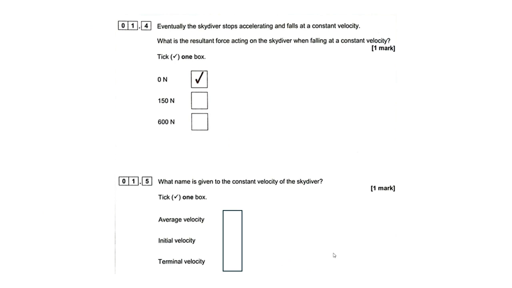Okay, so if an object is moving and the overall force applied to it is 0 Newtons, the object keeps moving in the same direction at the same speed. What name is given to the constant velocity of the skydiver? It's called the terminal velocity.